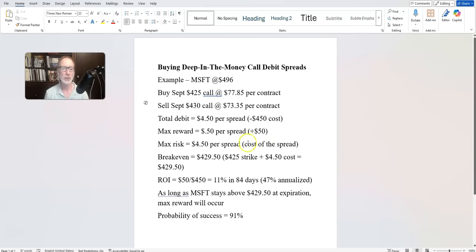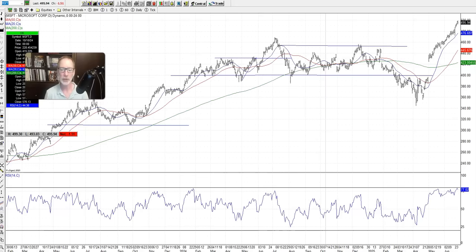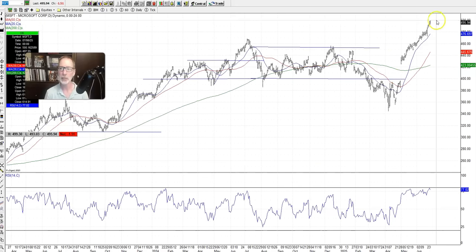So if you want to understand what your return on investment is going to be, it's your $50 potential profit over your $450 investment, which is what it costs to buy the spread. It's 11% in 84 days or 47% annualized. The key with buying in the money call spreads is that the stock is already well above your break-even point. So if you're looking back at Microsoft, Microsoft's at $496.